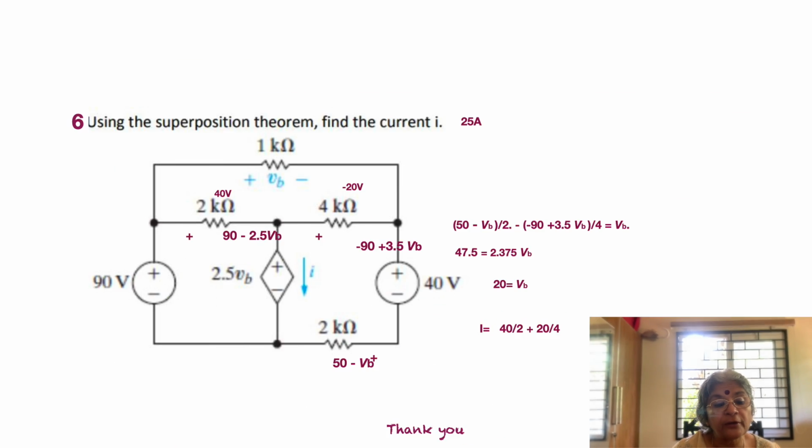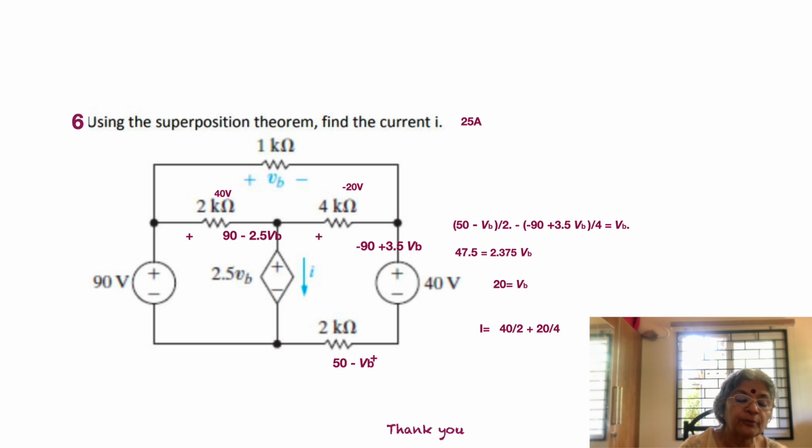Now we need to find the current I. What's the current I? That's equal to 90 minus 2.5 VB by 2, from which we subtract minus 90 plus 3.5 VB by 4. Meanwhile we have to find out VB. How do we do that? Because 47.5 equal to 2.375 VB has already been derived, we can find VB is equal to 20.